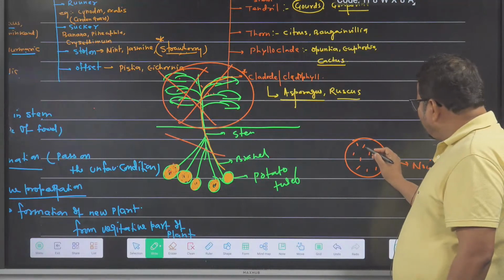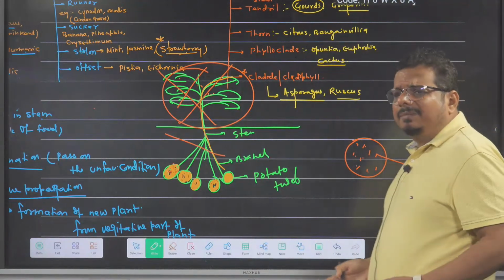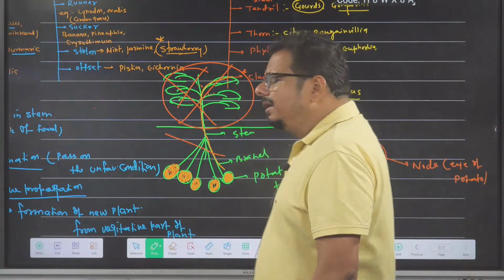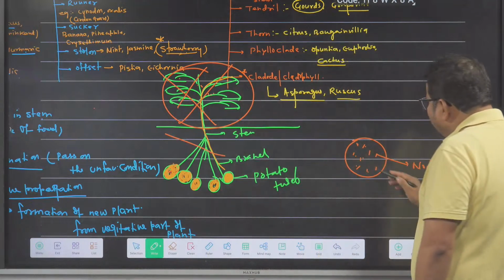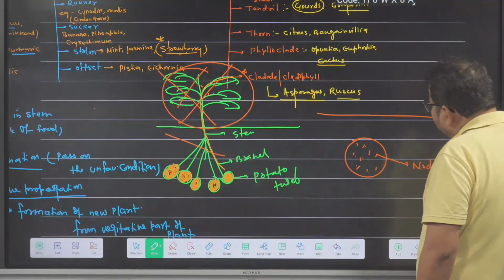So in the potato, so many nodes and internodes are there. It is a stem, na? So a stem contains nodes and internodes. So these nodes are what? Basically eyes of the potato. This potato is present under the ground.